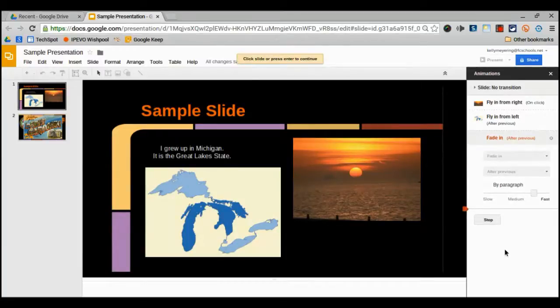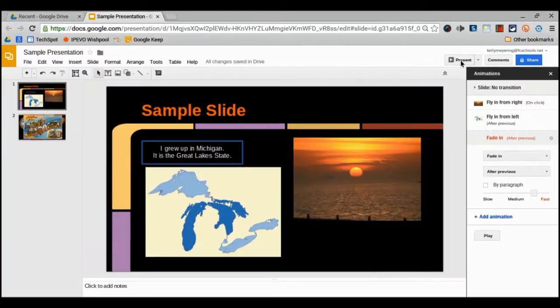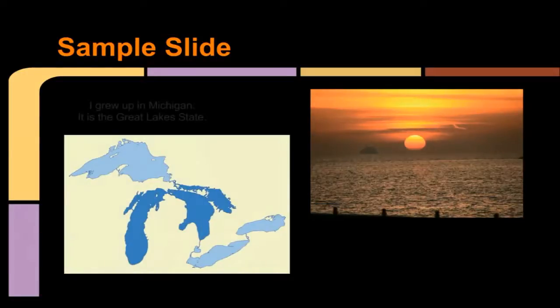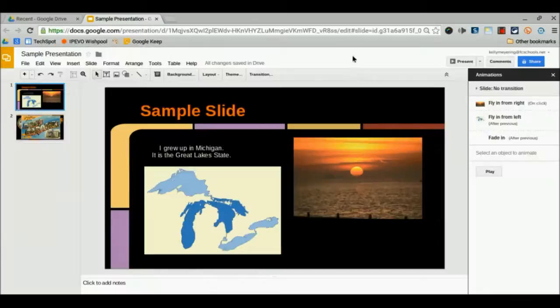So another way that you can preview this, you have to press stop before you can do anything else, is that you can go up here to present, and now it's loading. So remember, I had to click to begin. There's my sunset. There's my picture of the map and my text box. I'm going to exit that. So we have some animations.